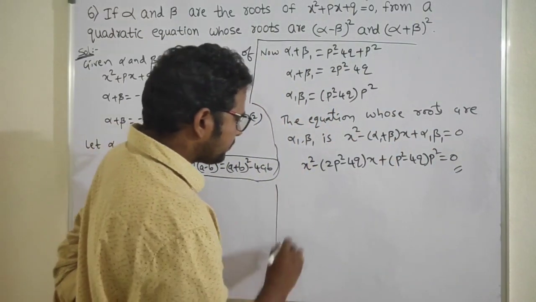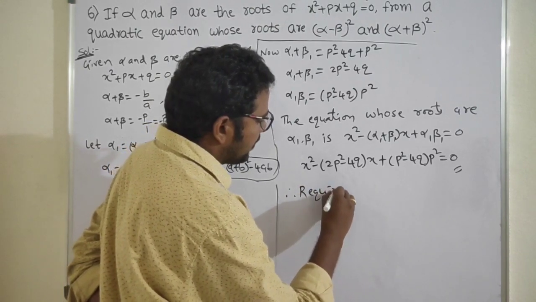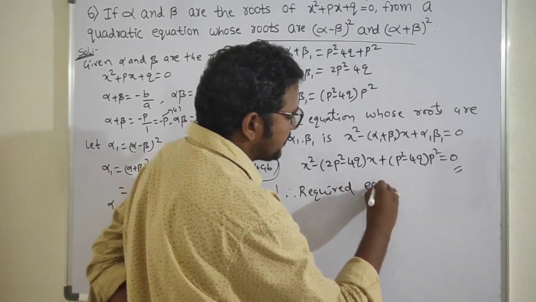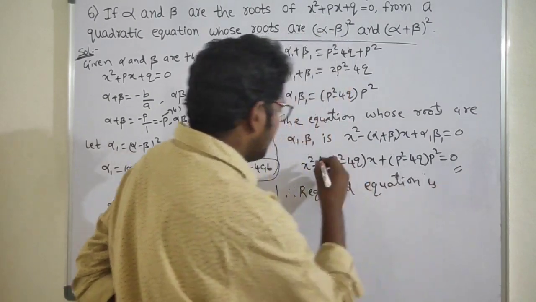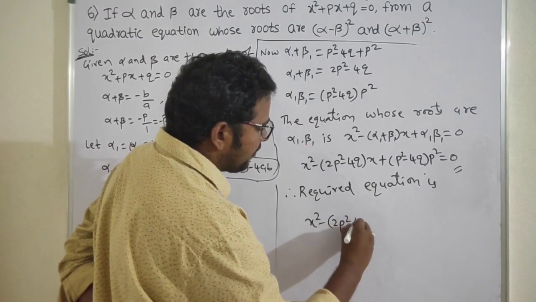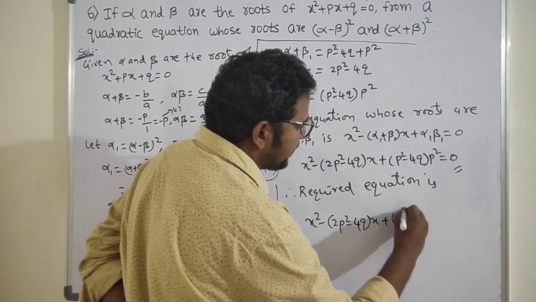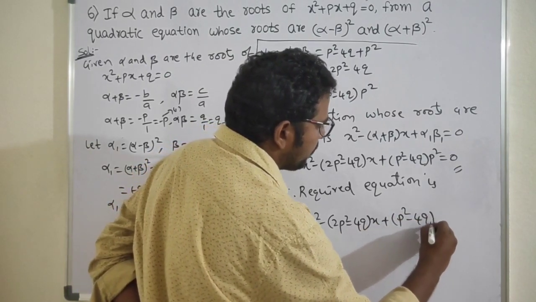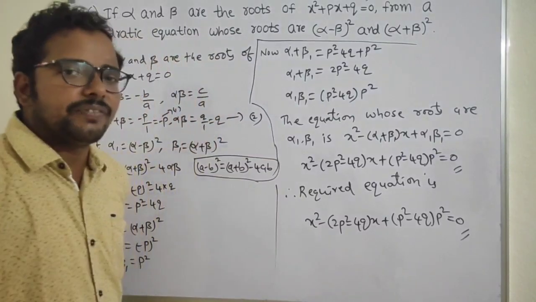Therefore, the required equation is x square minus (2p square minus 4q) into x plus (p square minus 4q) into p square equals 0. This is the required equation.